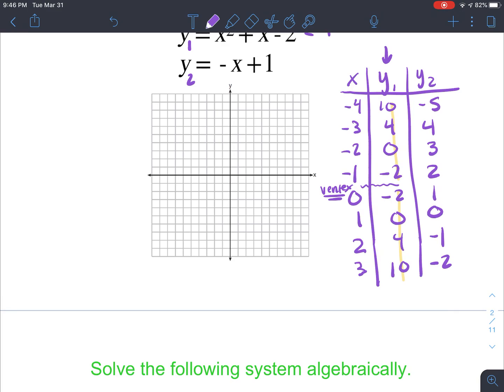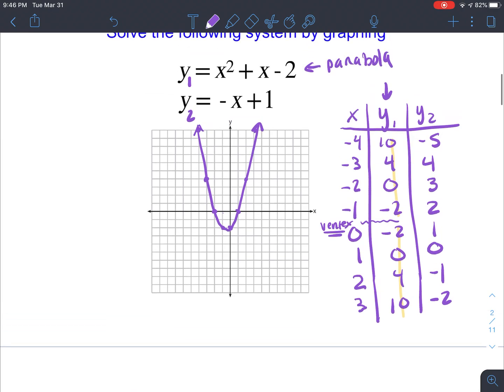So I'm going to graph those points. Negative 4, 10. Then 4, 10 up there. Then we have negative 3, 4. Negative 2, 0, negative 1, negative 2, 0, negative 2, and the same on the other side. Okay, so that's the graph of our quadratic.